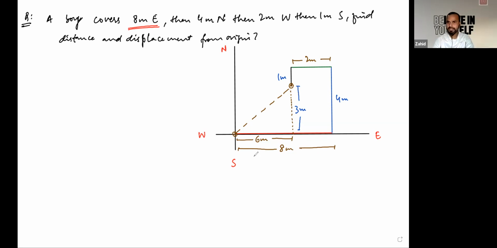Now, how to calculate displacement? You have to draw the shortest path from the origin to the final point. So I have just drawn this. And to get the value of perpendicular and base, I further extend this length to this part. Now you have a triangle. This particular length is 8 meters and this length is 2 meters. So if you subtract these two terms, you will get the base of the triangle as 6 meters. Similarly, you have 4 meters along this path and 1 meter along this path. So if you subtract these two terms, you will get 3 meters from this point to this point.